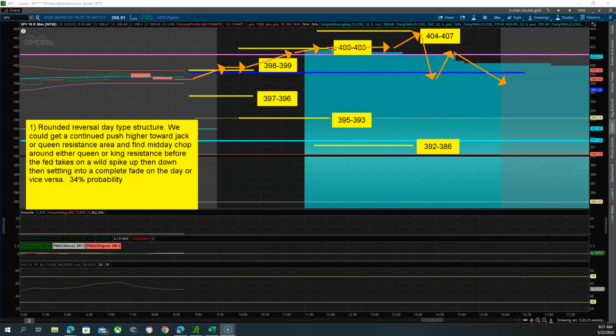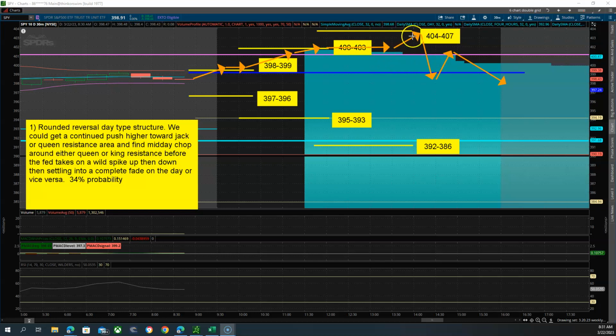Find our midday chop around either the possible Queen or King resistance before the Fed takes us on a wild spike up, then down, then settle back into a fade or a complete fade on the day. So that's how things could play out.